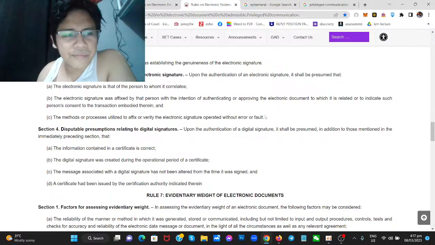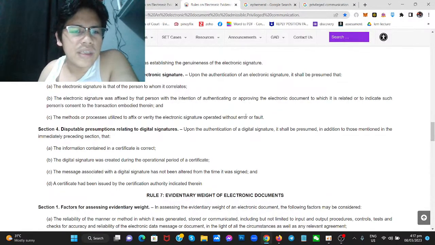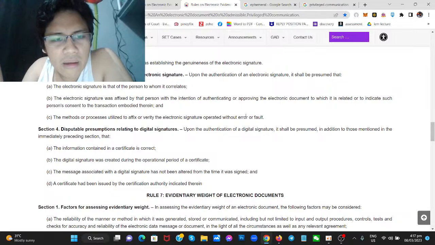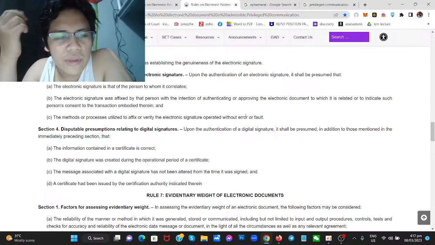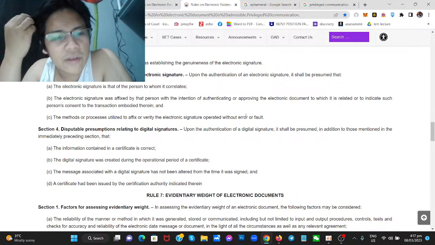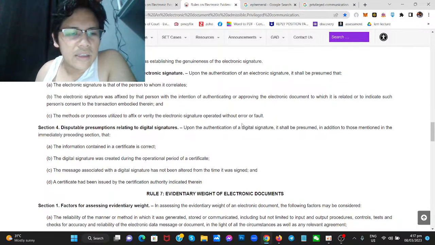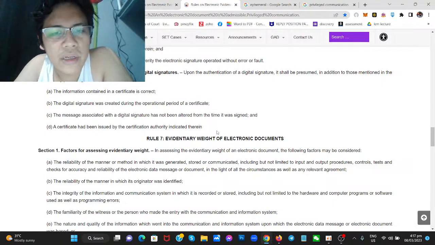We go to Section 4, the disputes relating to the digital signature. So electronic signature is the general term. It can include passwords or something, but digital signature is more specific. So what about the disputes there? The information contained in the certificate is correct. The digital signature was created during the operational period of a certificate. The message associated with the digital signature has not been altered from the time it was signed.